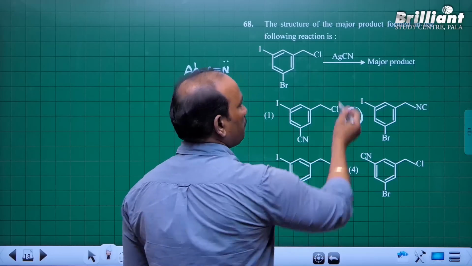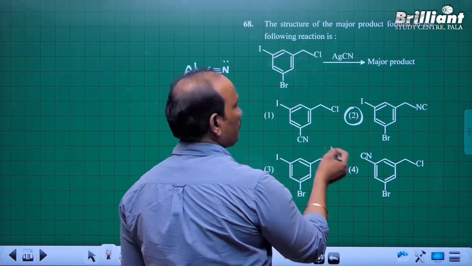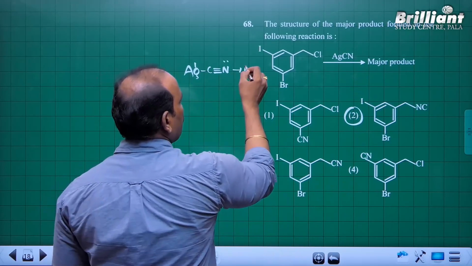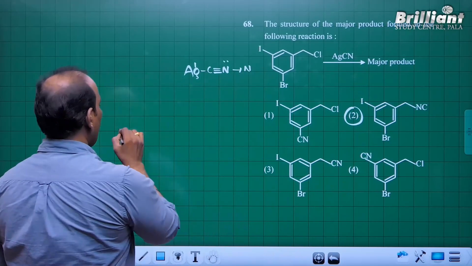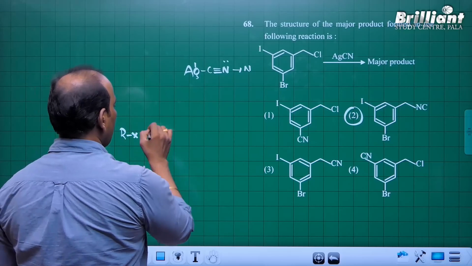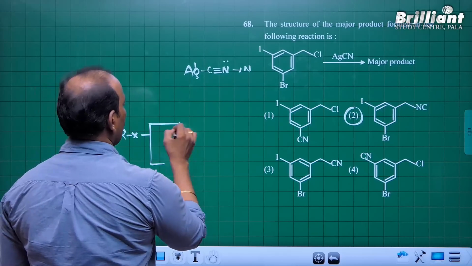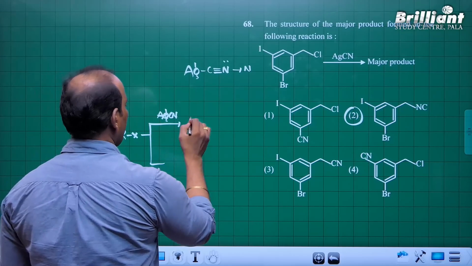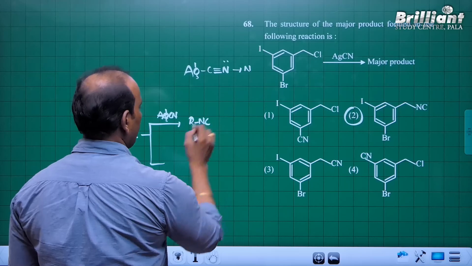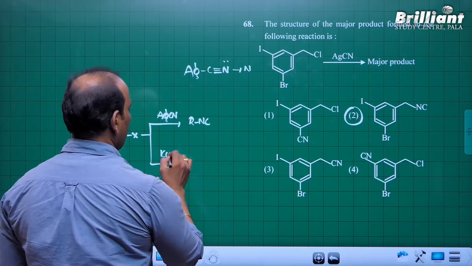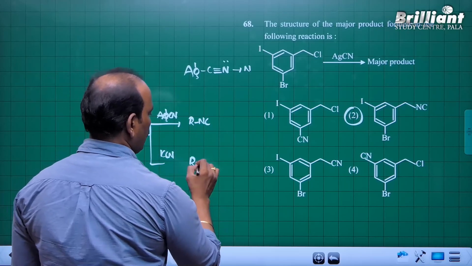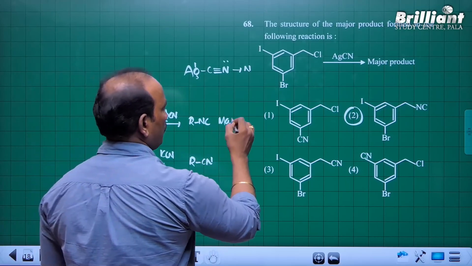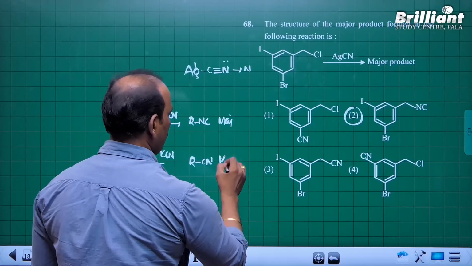Here, if you are using KCN, this is possible. If you are using AgCN, it gives the NC product. Then we know alkyl halide treated with AgCN gives isocyanide, R-NC. With KCN, we get RCN. This is the major product.